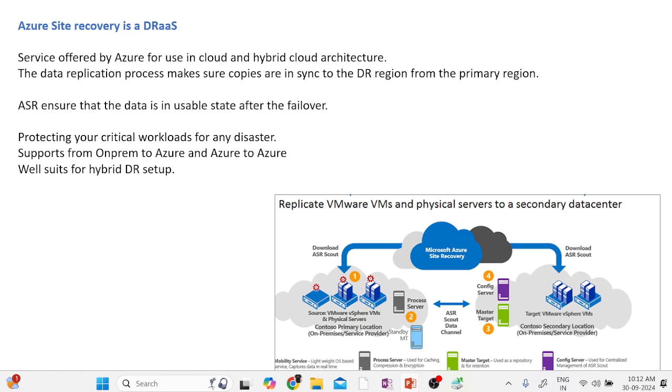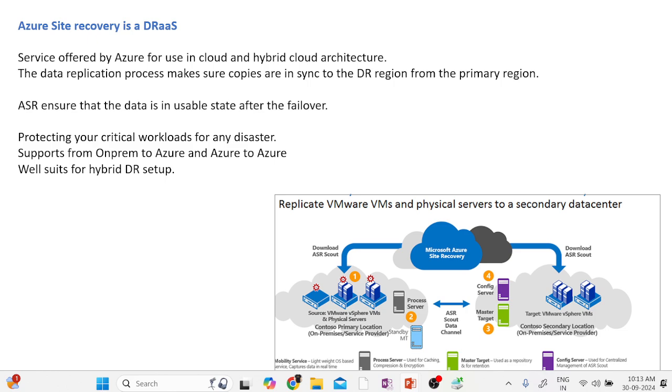And protecting your workloads for any disaster supports, protecting your critical workload for any disaster means business critical or finance related applications, money minting applications, you can protect in the DR region. It supports on-premises to Azure and Azure to Azure.